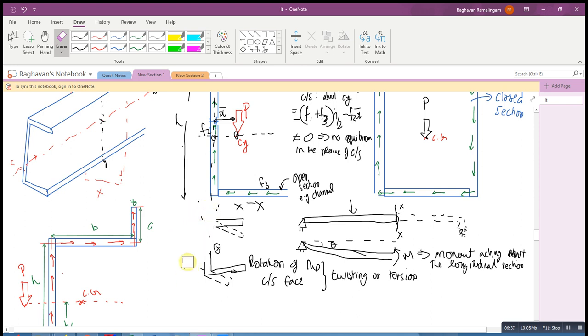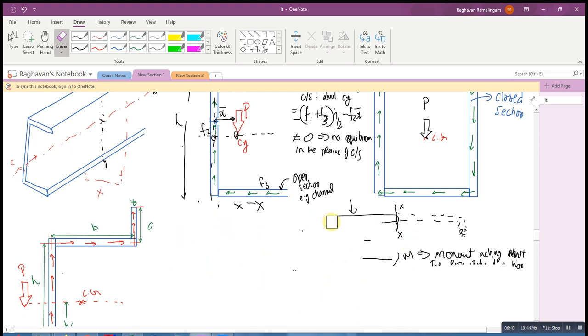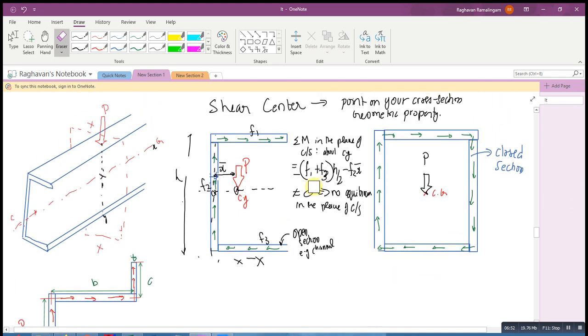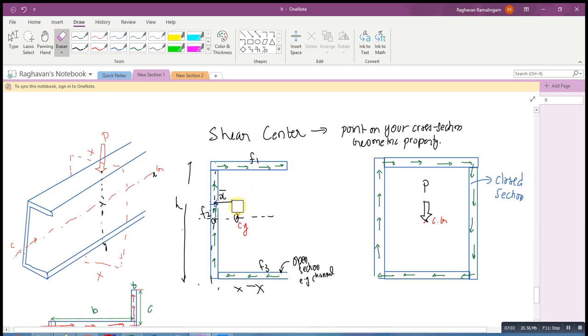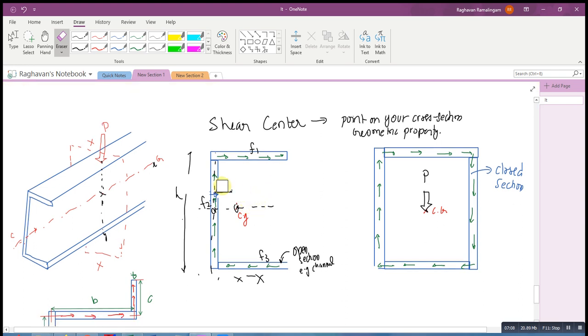Okay, so based on this explanation, I'll try to tell you what is meant by a shear center. Now, if you understand that we are dealing with rotations of the cross section, or in other words, a twisting, it is easy for us to define what is meant by a shear center. Now, what I can tell you is, if I don't want twisting to happen, I obviously know that my load should not be here. Okay, why do I say that?